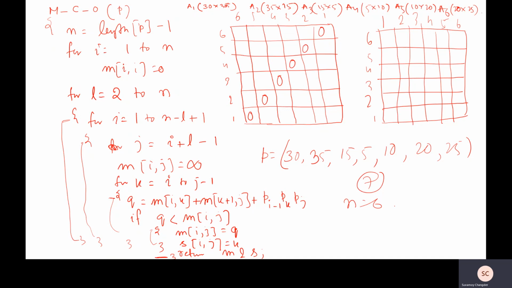Because we know from the mathematical definitions, if i equals j, the cost to multiply the matrices is equal to 0, or the chain order is only 1, so therefore the cost is 0 simply. Then what we will do for L equals 2 to n, so length is 2, so at a time we will consider 2 matrices.